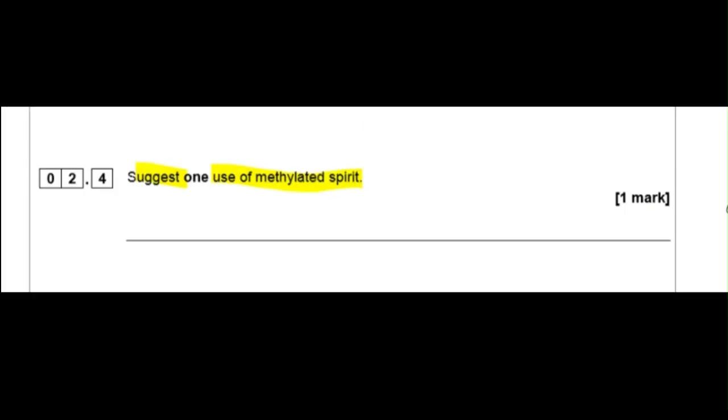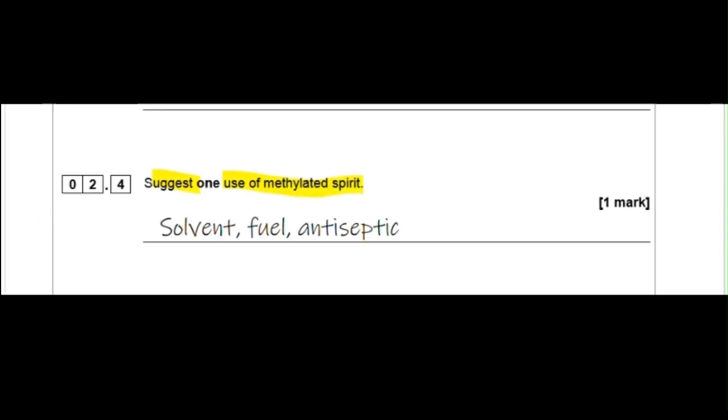Question 2.4. Suggest one use of methylated spirit. You can probably answer this question without doing any chemistry whatsoever. The bog standard answers are the usual things like solvents and antiseptics, and any one of these will get you 1 mark.